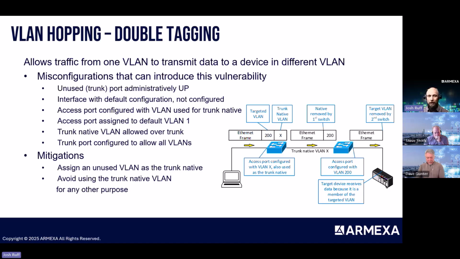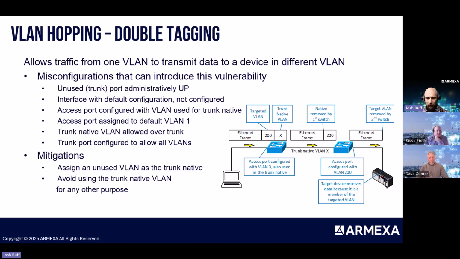But to understand what the VLAN hopping or double tagging style attack is, it is a unidirectional attack that allows traffic to transmit from one VLAN to a different VLAN. And this really can be present when you have the trunk native VLAN assigned to an access port and you have assets on a different subnet. So we'll look at the image on the right just to talk through the mechanics of how this works.